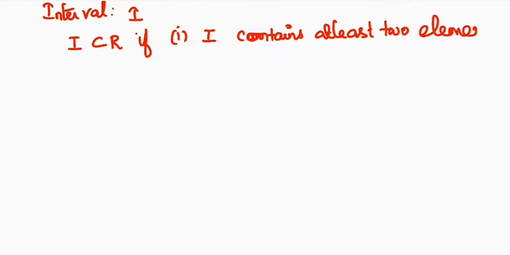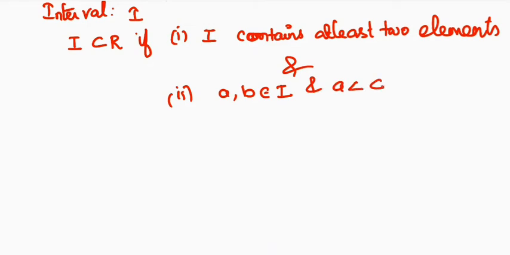One more condition is there. What is the second one? If a, b belong to I and a less than c less than b, which implies c belongs to I. Now I'll consider first the set of natural numbers.